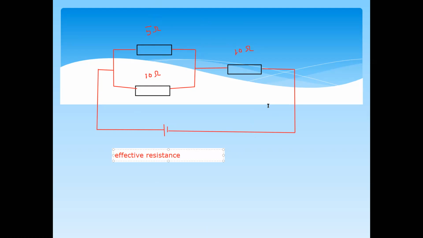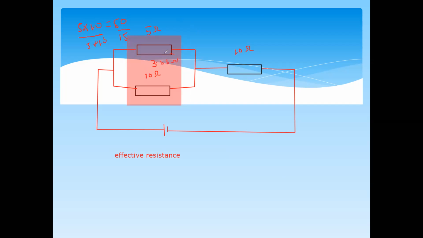So it's 13.33. Why? Because the first one is product divided by sum. So they are in parallel. So 5 multiplied by 10 divided by 5 plus 10. So it will be 50 divided by 15. So 50 divided by 15 is 3.33. So this means the effective resistance of this part is 3.33.